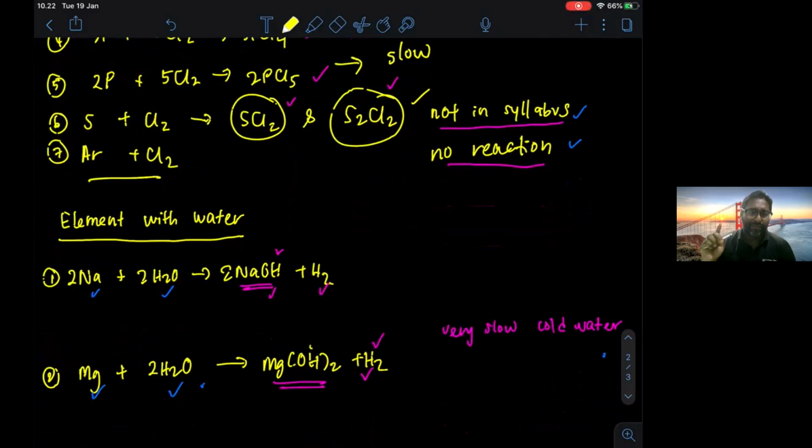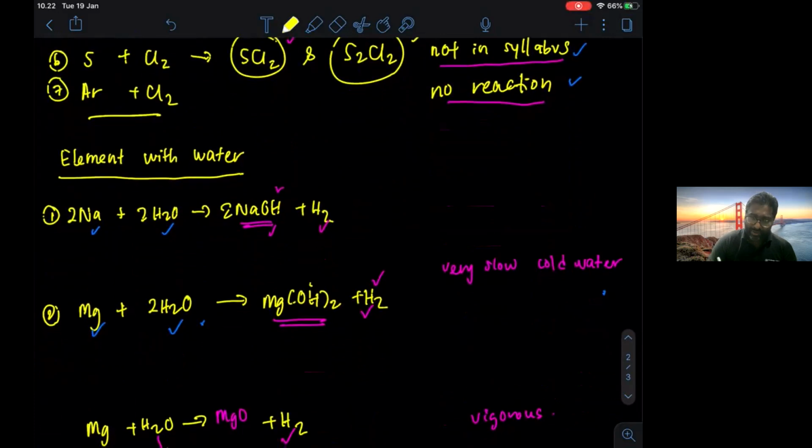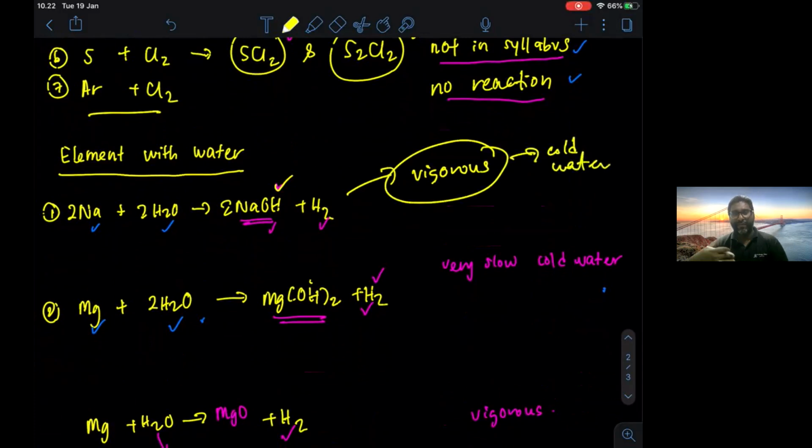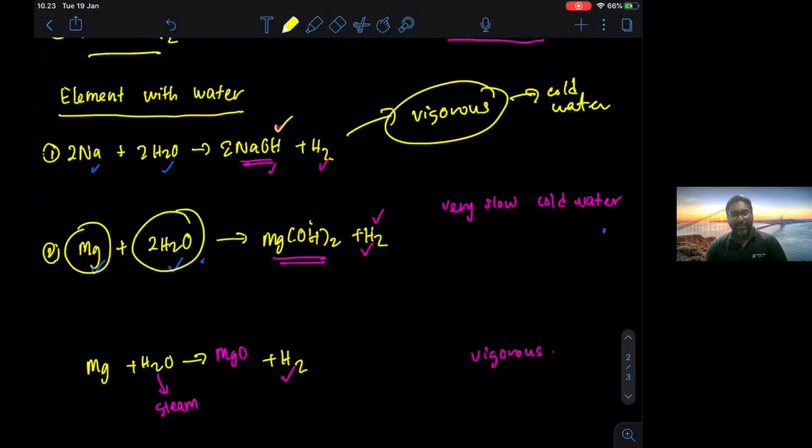When sodium reacts with water, it is going to give you sodium hydroxide and hydrogen gas. This reaction is going to be vigorous, even when we are using cold water, so we don't even attempt it with hot water. If you react magnesium and water to give magnesium hydroxide and hydrogen gas, the reaction is going to be very slow with cold water.